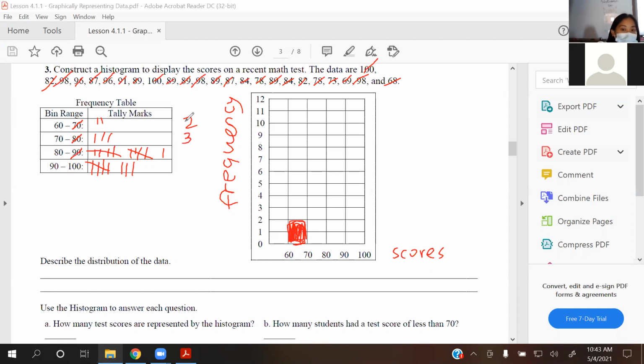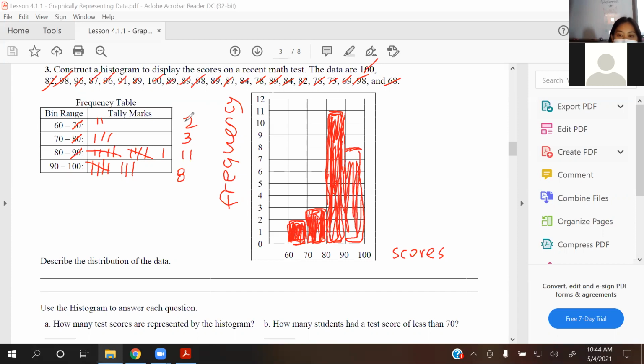From 70 to 80, there was 3. So I'm going to shade it up until I reach the height of 3. So it kind of looks like a bar chart, right? And then from 80 until 90, there's 5, 10, 11. Going to shade it all the way up to there. I'm sure yours looks a lot better than mine. So this one has a frequency of 11 because you can see it just goes up until the 11 mark. All right, and the last one has 8. So I should go up there.